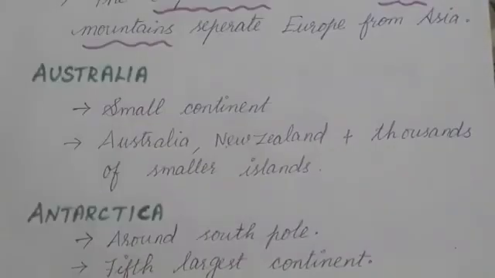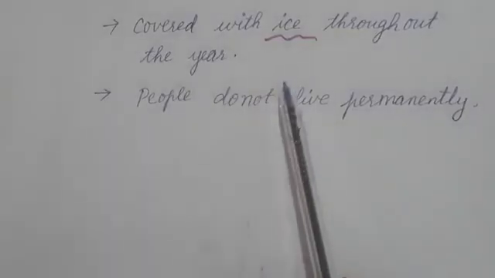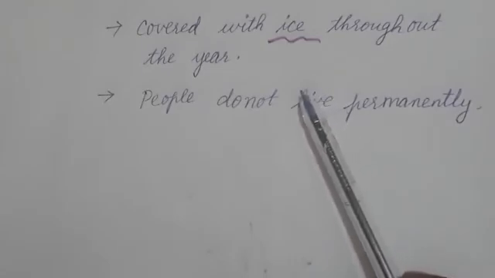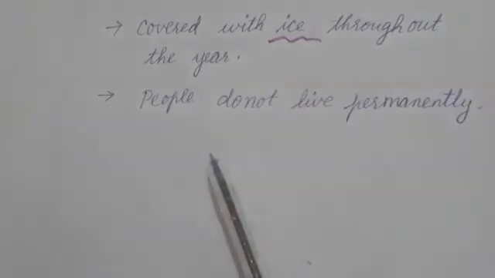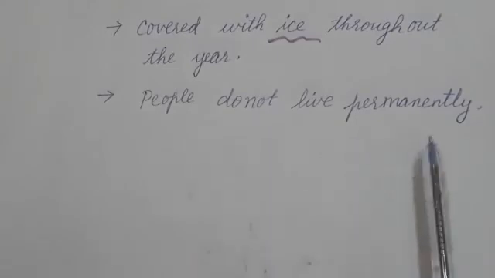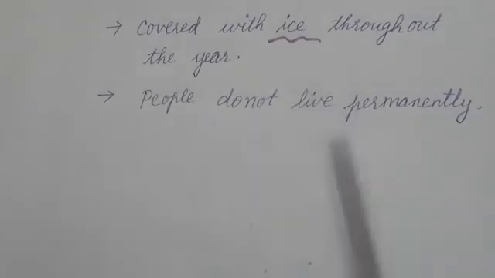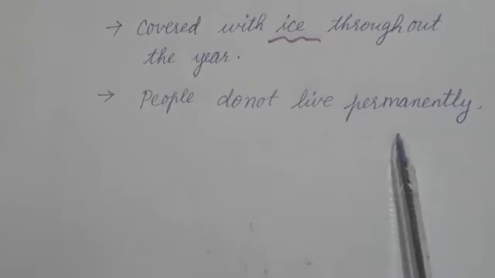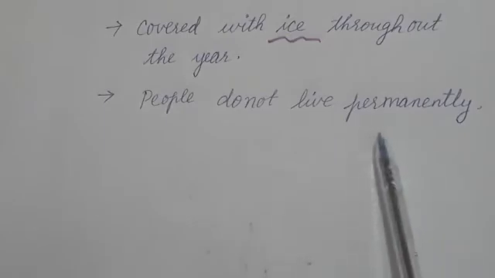Okay. And the last continent is Antarctica. This Antarctica is located around the South Pole. It is the fifth largest continent. And this continent is completely covered by ice throughout the year. People do not live here permanently. As it is completely covered by ice, people cannot live there permanently. In which continent is this?